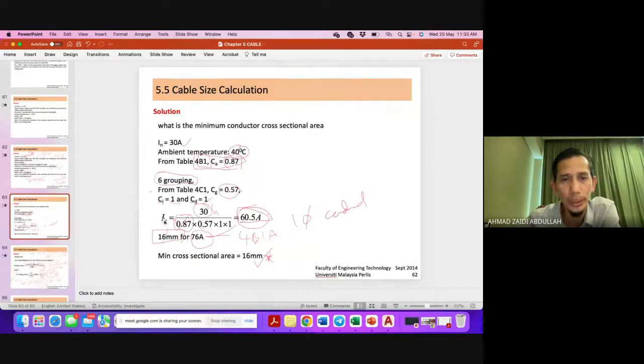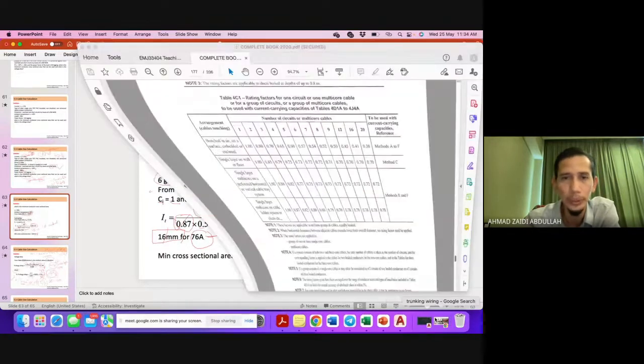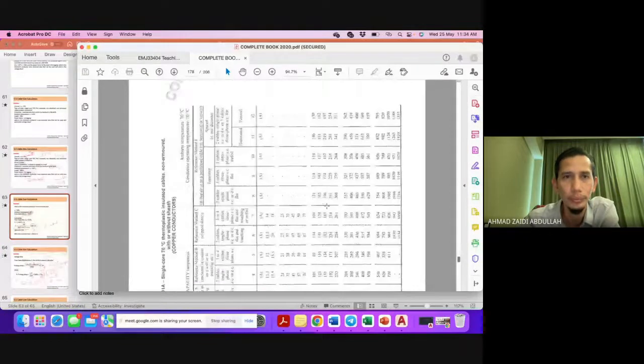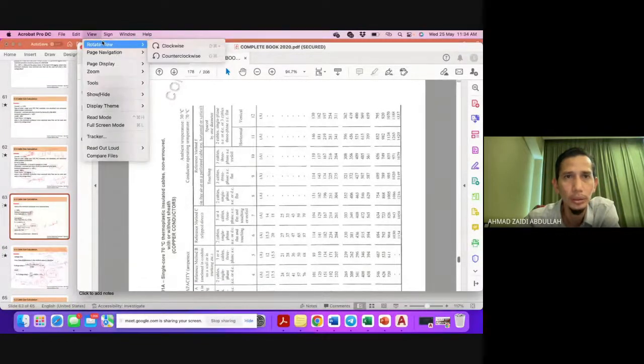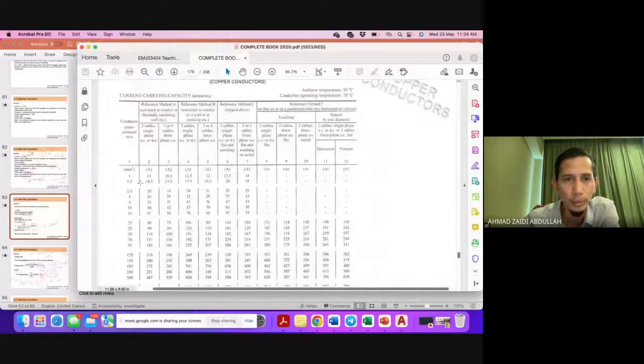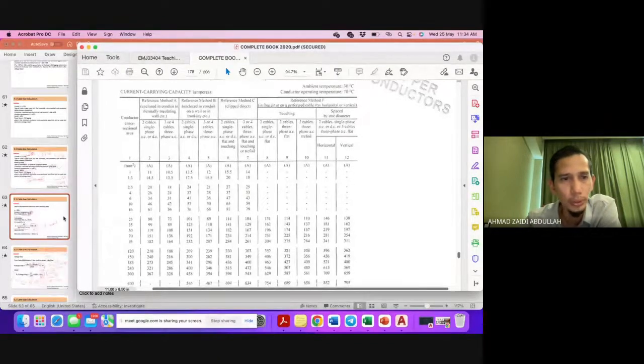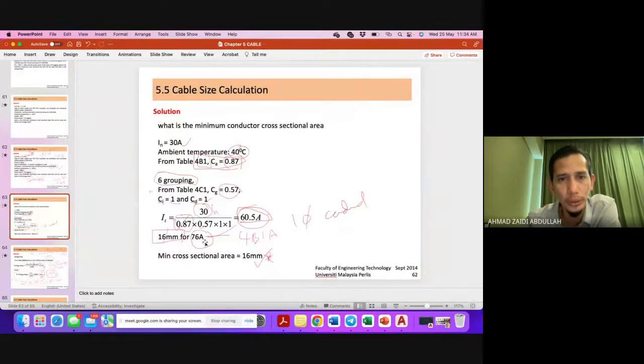So we calculate the It: 30 In divided by Ca and Cg. We will find out it is 60.5 A. Based on 60.5 A, we refer to table 4D1A. Look here. It says enclosed in conduit, then single phase, and then the value we calculated earlier is 60.5.